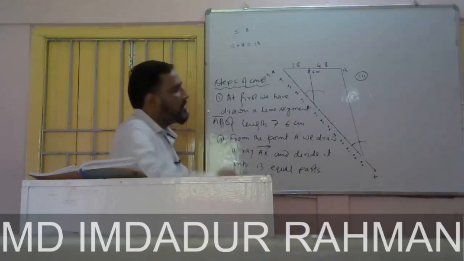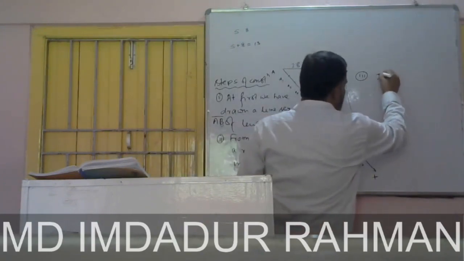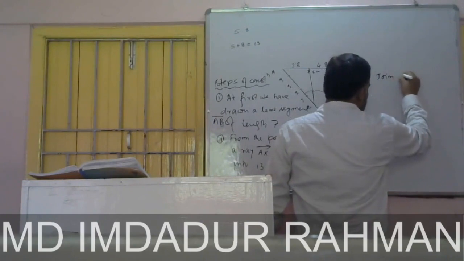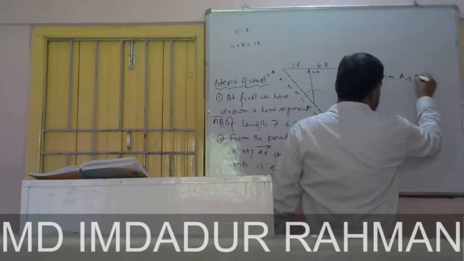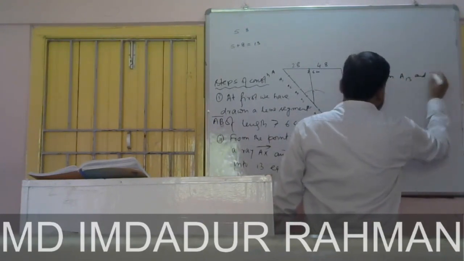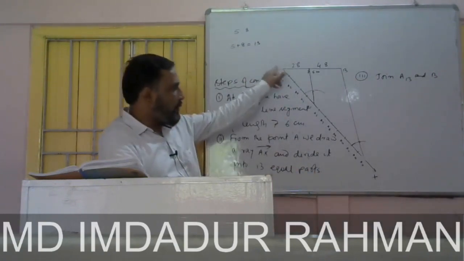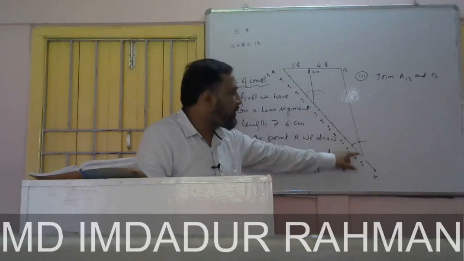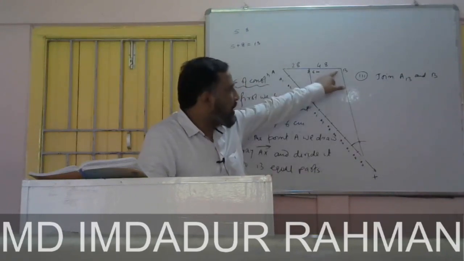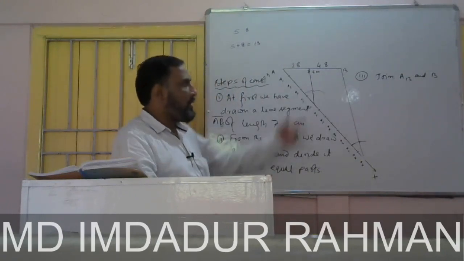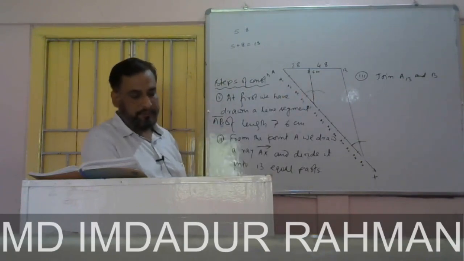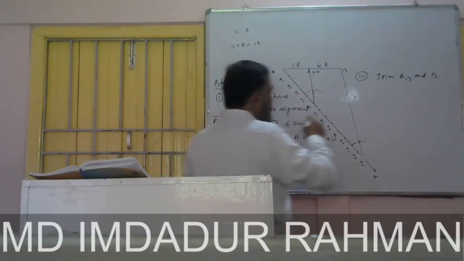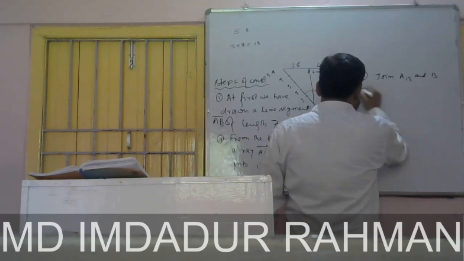Step 3. Next step what? Join A13 and B. From A we have drawn a ray AX and divided into 13 parts. Then from 13 we have joined to B. Okay? Then a triangle formed.